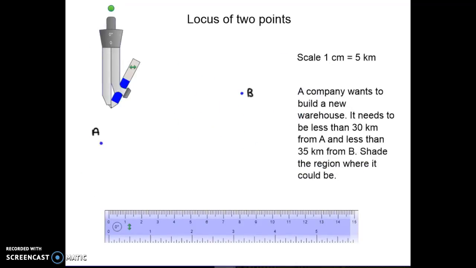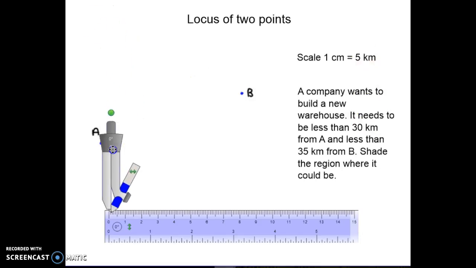Here's another common locus question. In this question I've got 2 points. Each represents a different town. A company wants to build a new warehouse that needs to be less than 30 kilometers from A and less than 35 kilometers from B. So using my scale, 30 kilometers is going to be 6 centimeters because 5 goes into 30 6 times.